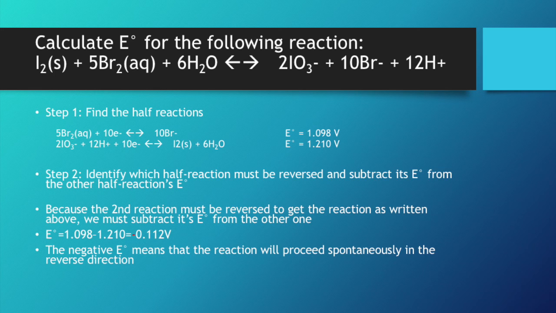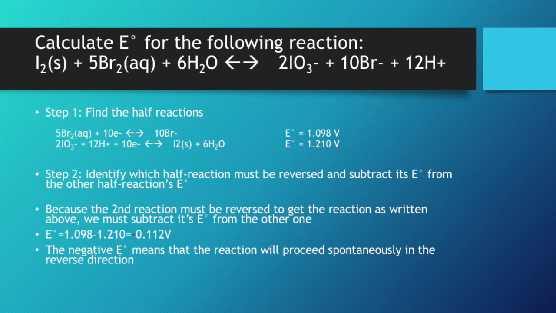Now the equation below, we see iodine solid is on the left, and we have a bromine solution in water, and that's reacting to form the products. Below in step 1, we see the two half reactions that are part of this full reaction. We see the bromine aqueous and its 10 electrons it's losing to form the 10 moles of bromine minus. And that has an E naught value of 1.098 volts.